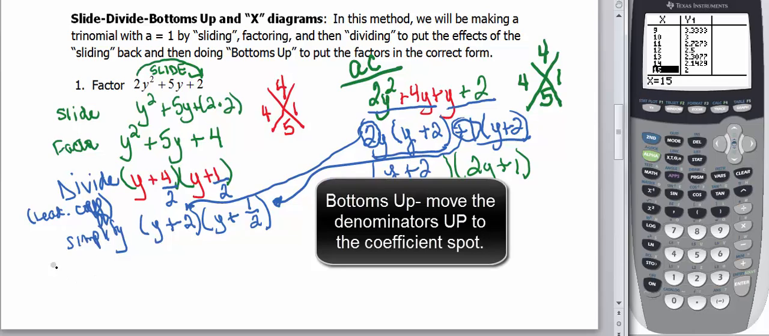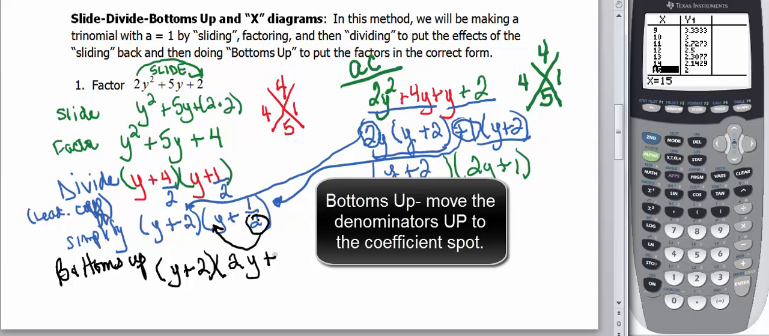Actually, that's what we call bottoms up. Bottoms up. And that is anything in the bottom is going to move up. So this one doesn't have a denominator, so we just leave it like it is, y plus 2. But when we do have a fraction, we take that denominator and bring it back up to y and then plus just the 1 on top.